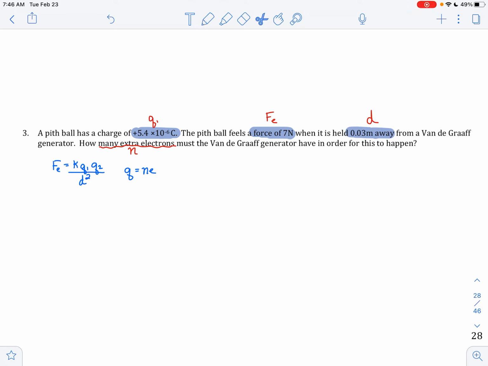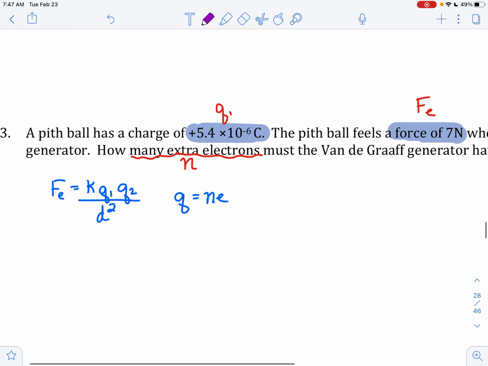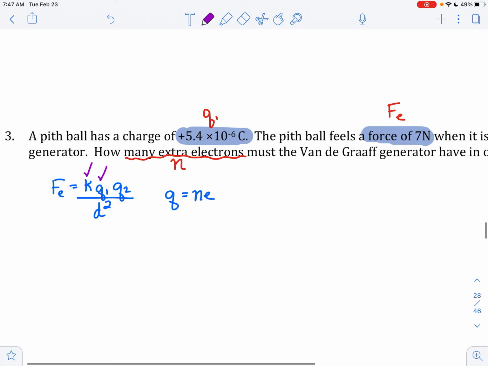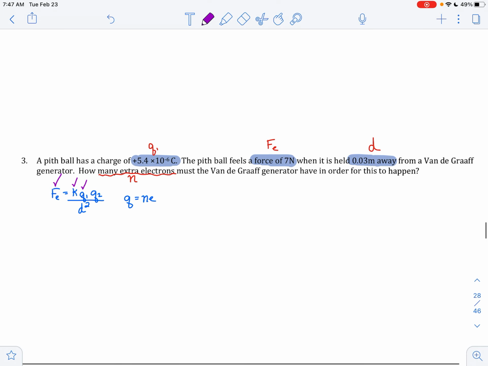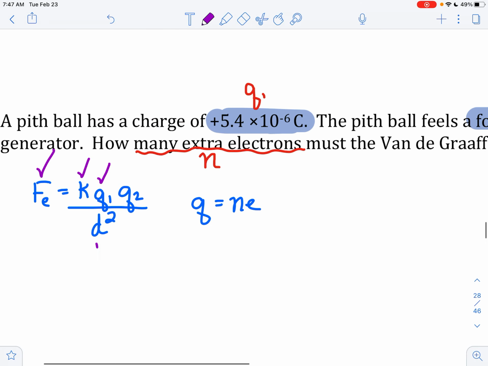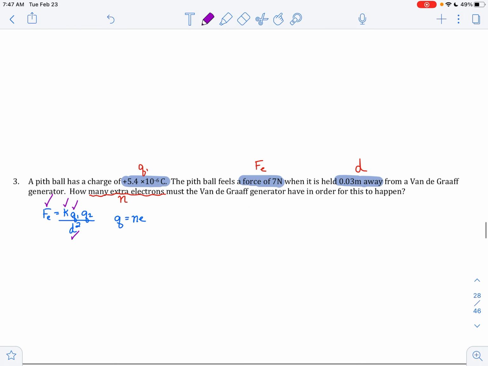Okay, so I've written our 2 equations here. I don't know yet if I'm going to use both or just one. But let's take an inventory of what we have. So the pith ball has a charge, which I called Q1, so I have Q1. Oh, and I also have K, that's a constant. The pith ball feels a force, that's Fe, so I got that. When it is held a distance, we have D, away from the Van de Graaff.